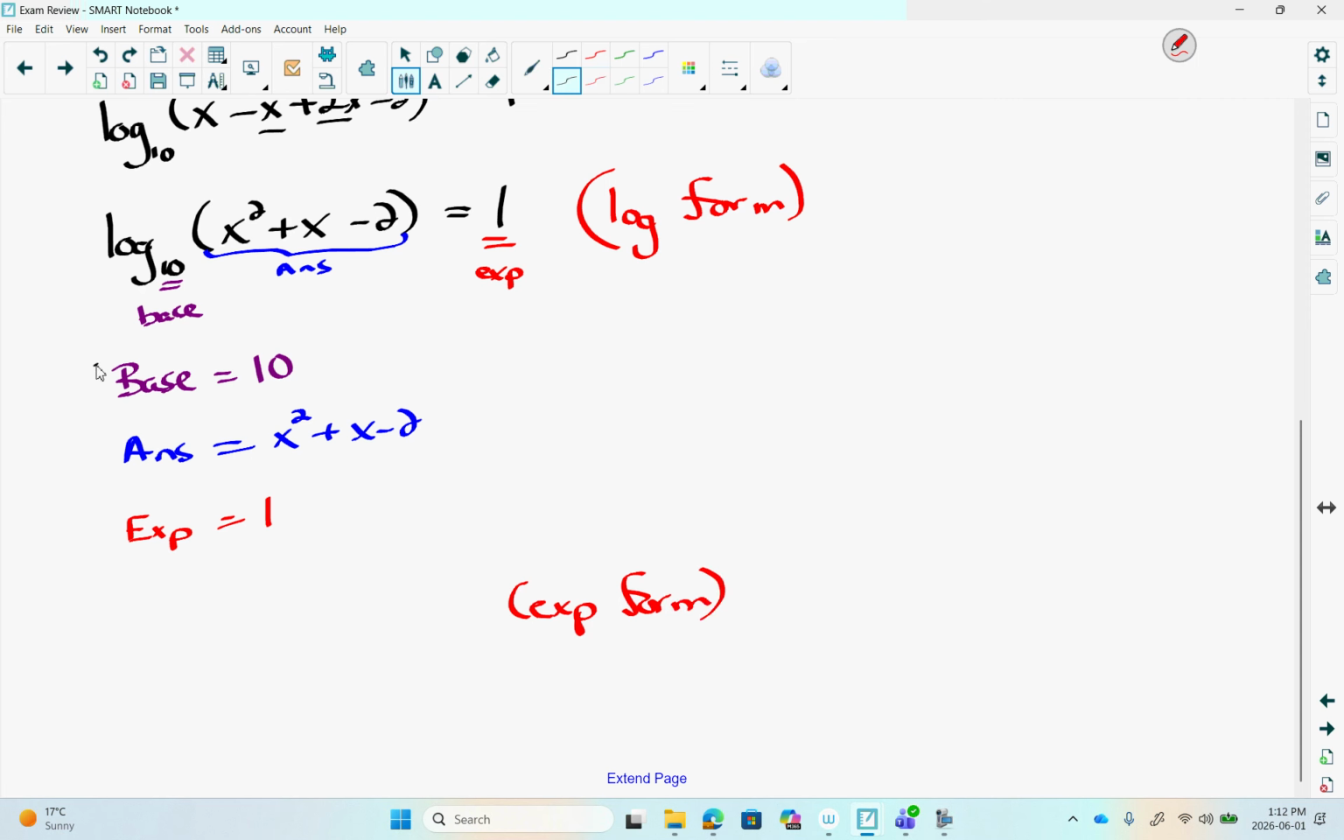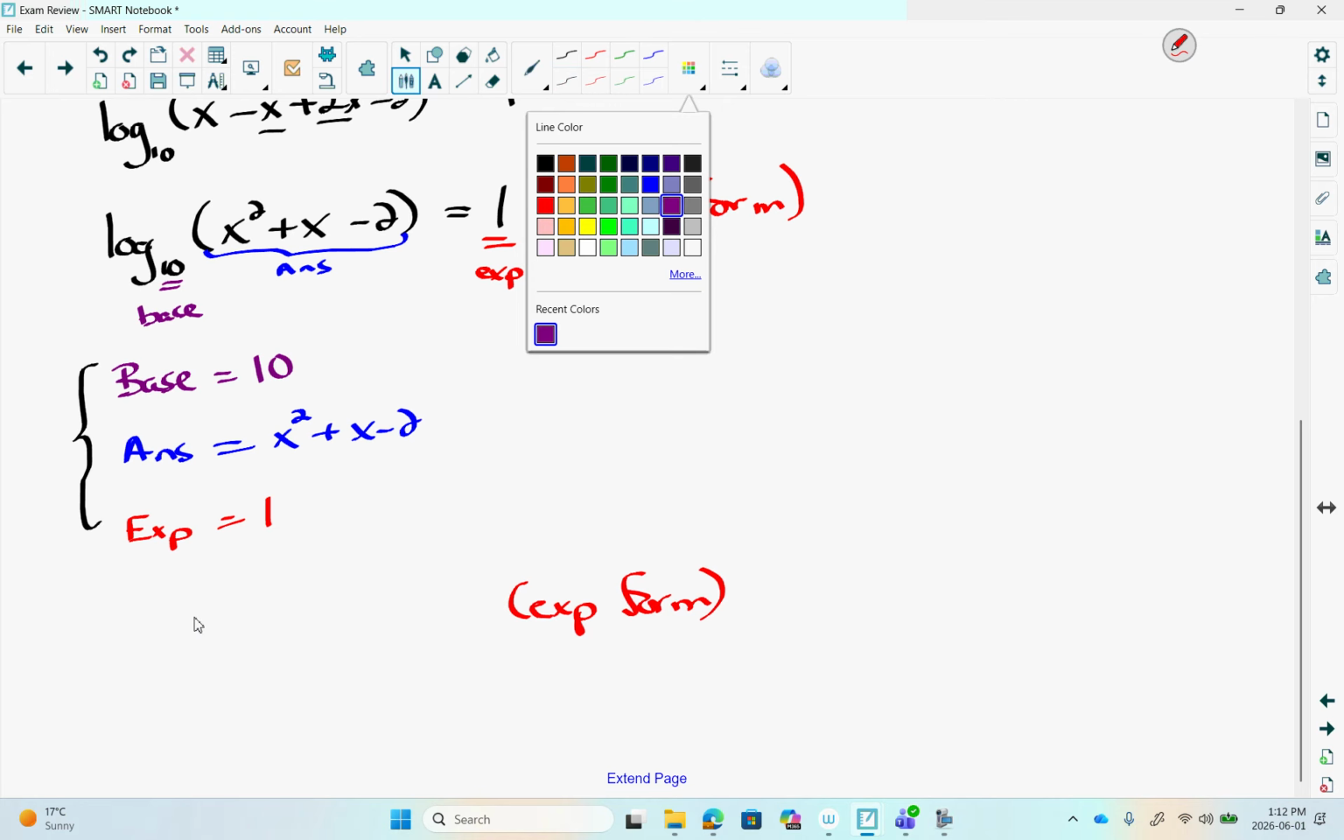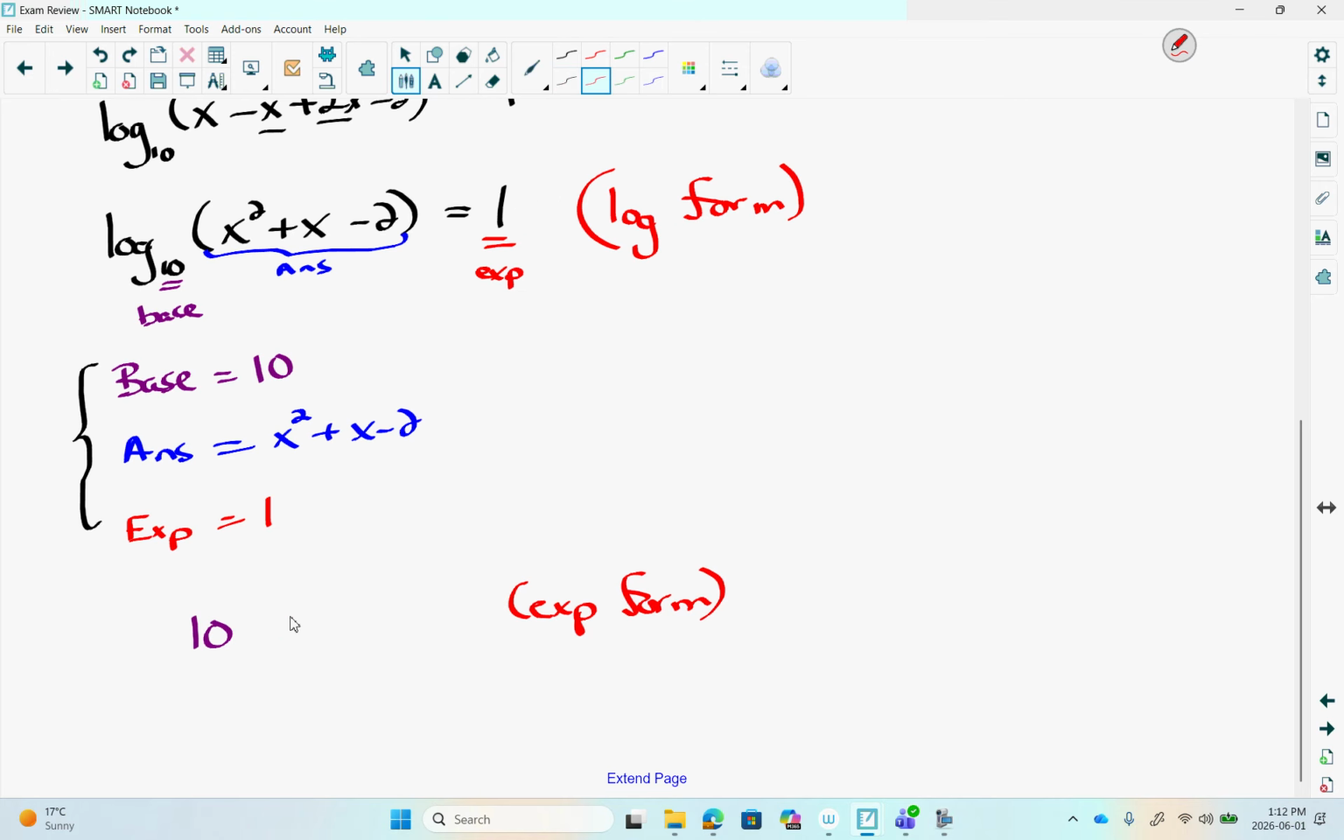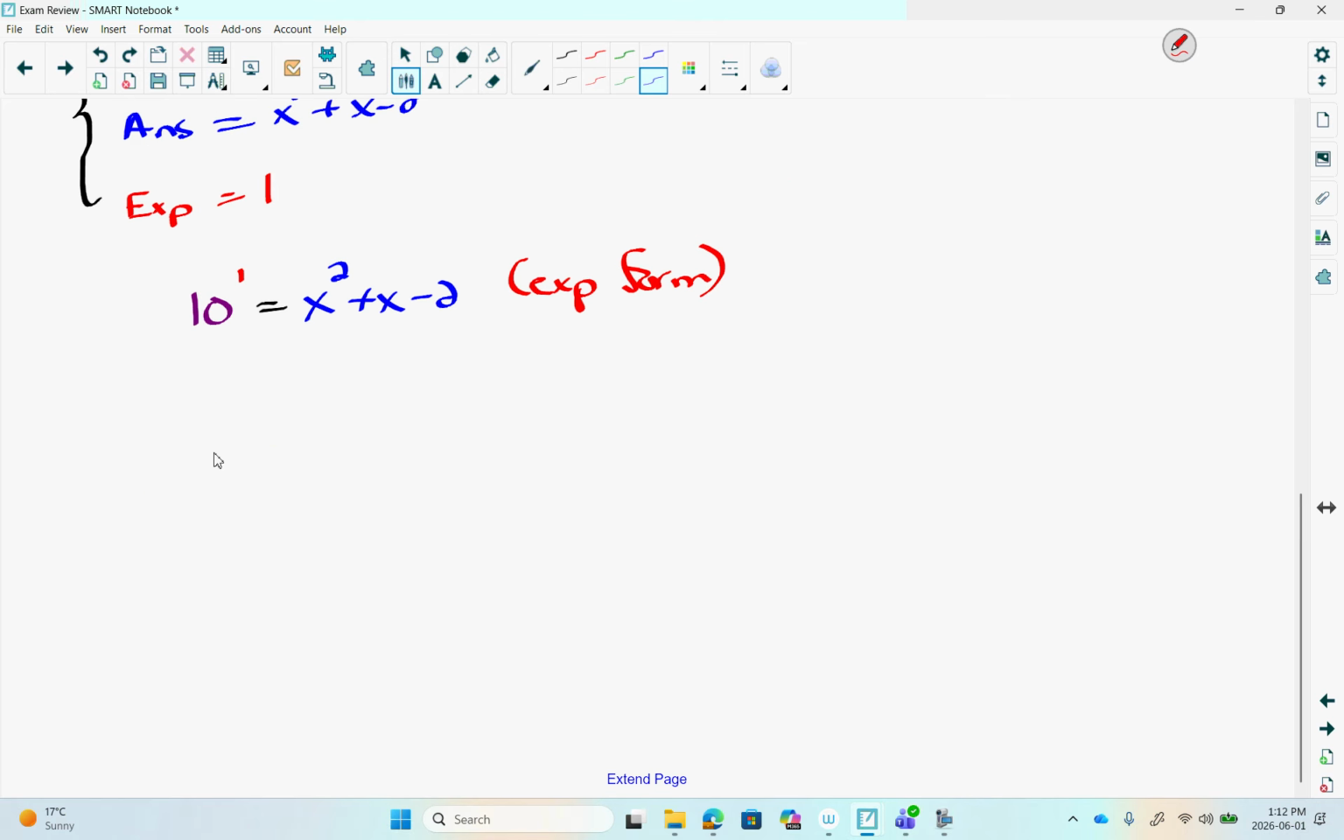Look, there's the information that I need to work with. I would write 10 raised to the power of 1, and it equals x squared plus x minus 2. Then I just solve this. What's 10 to the first, guys?